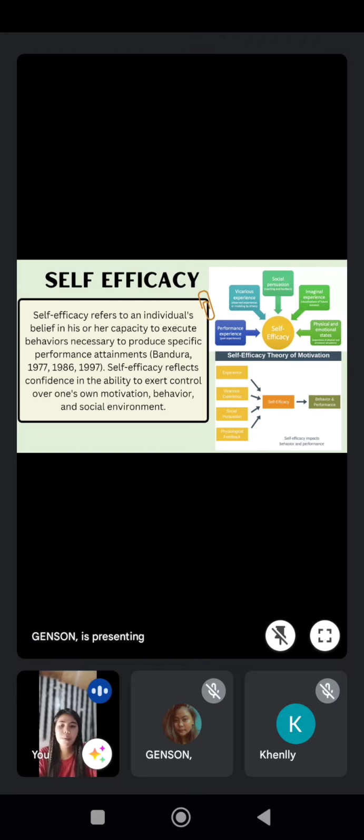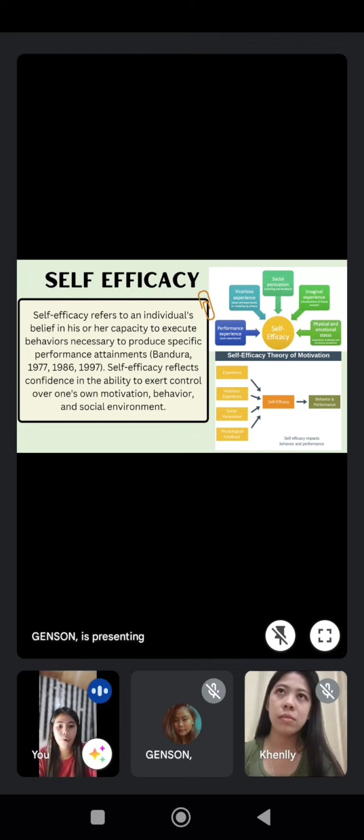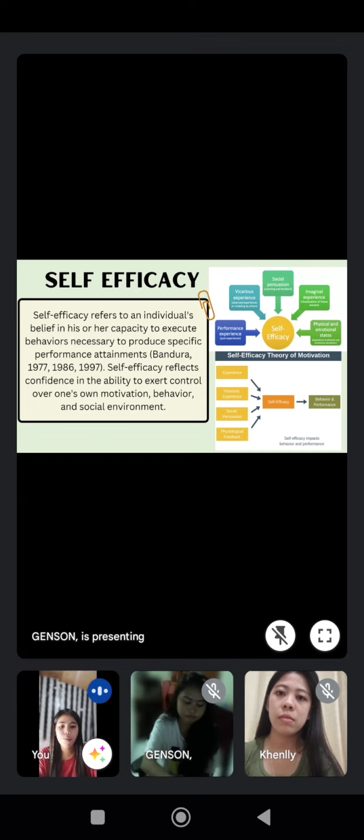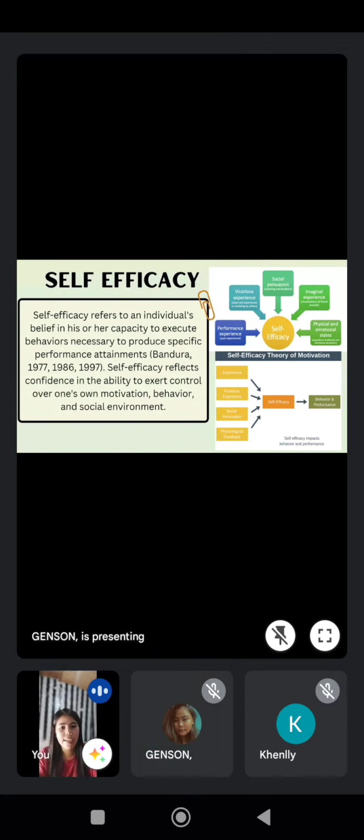So the meaning of self-efficacy: if we tend to keep on going with the challenges we are facing now, it means that we probably have a high degree of self-efficacy. So what are the things that influence self-efficacy? As you can see, the boxes are there at the side. So first there is performance experience or past experience.